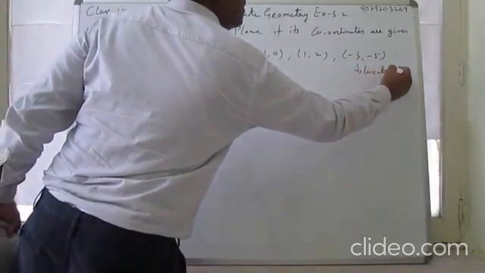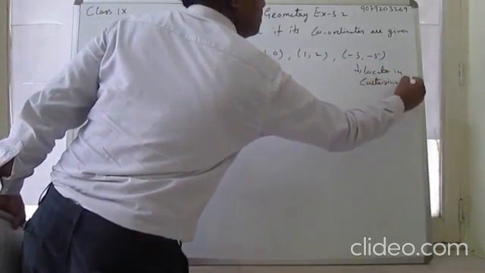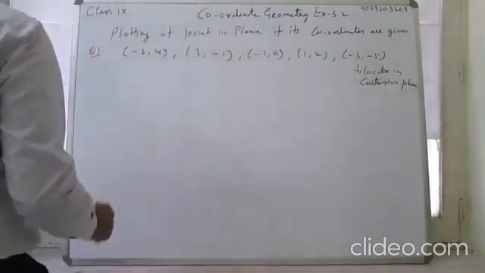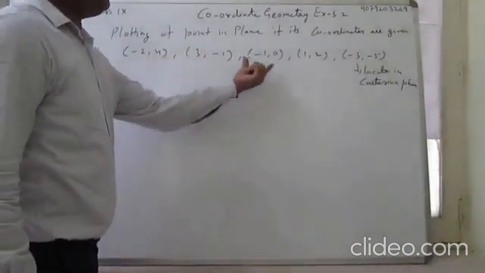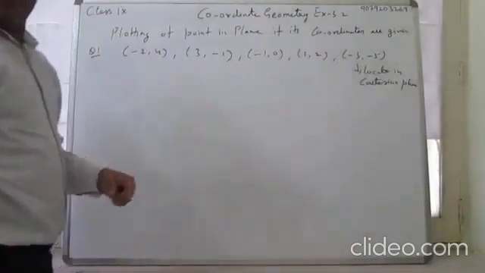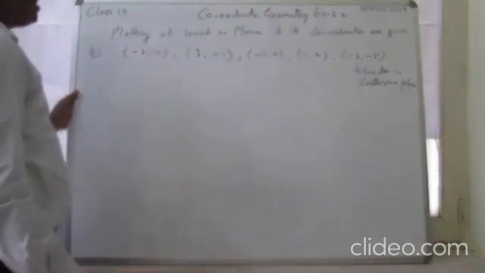Locate them in the Cartesian plane. So I make the Cartesian plane and you have to tell in which quadrant each lies. So first we draw a Cartesian plane. All of you draw on graph paper.